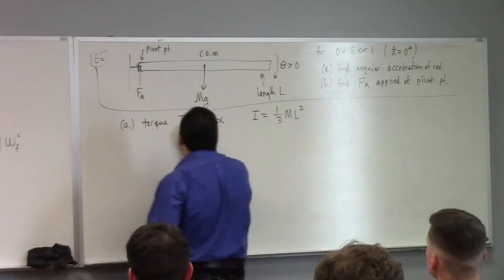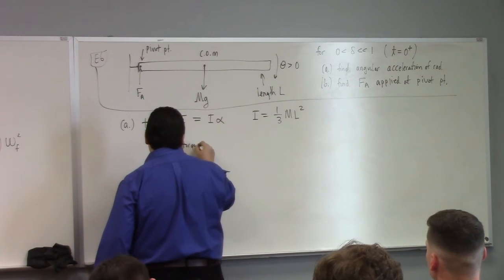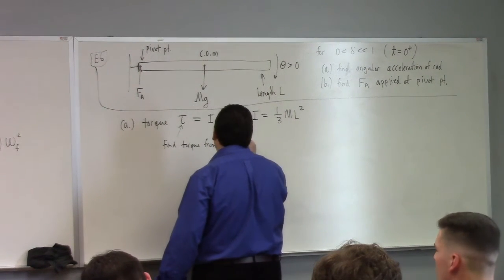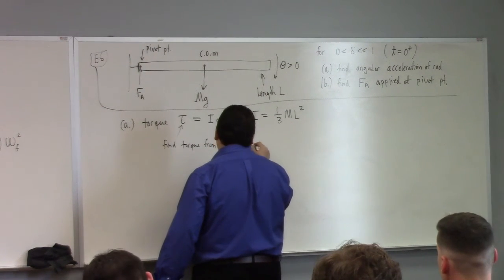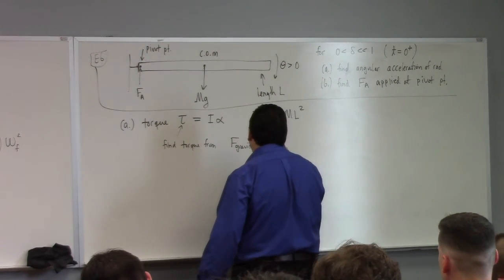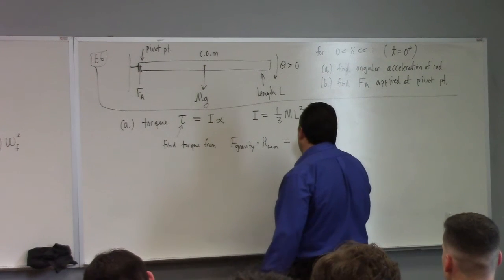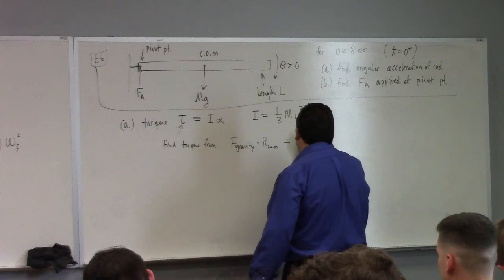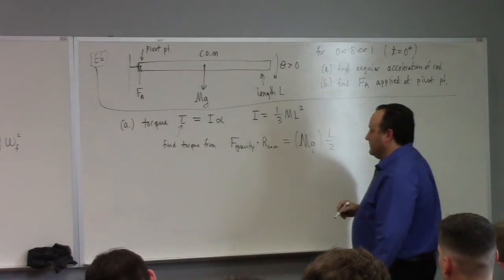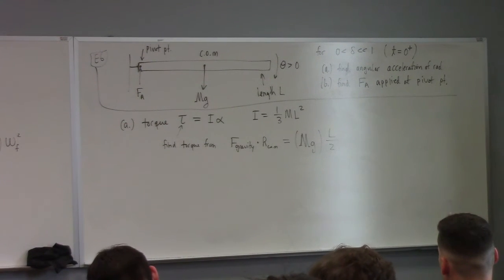The torque from the force of gravity is the force times the radius to the center of mass. So what is that? The force of gravity is just mg. Where is it applied? Effectively, it's applied at L/2. So the torque is mg L/2 in this context.